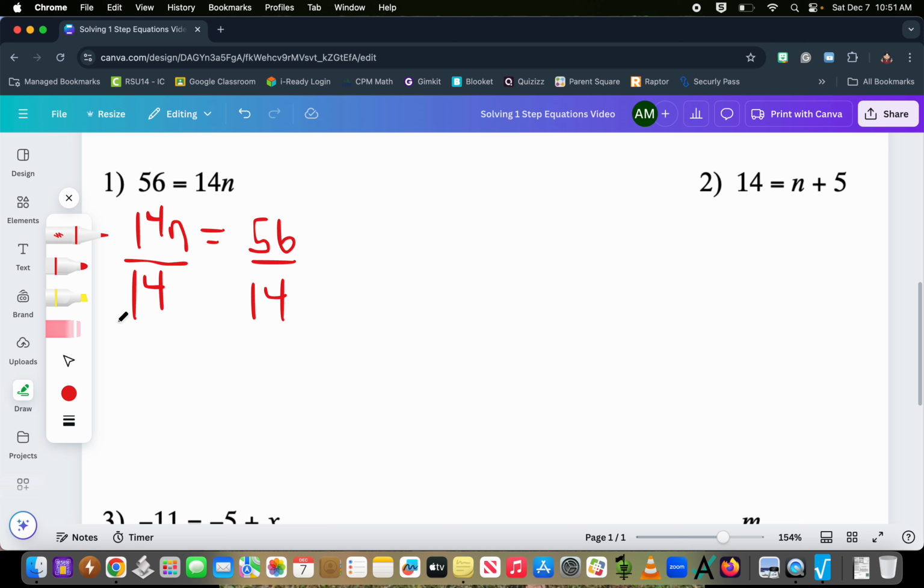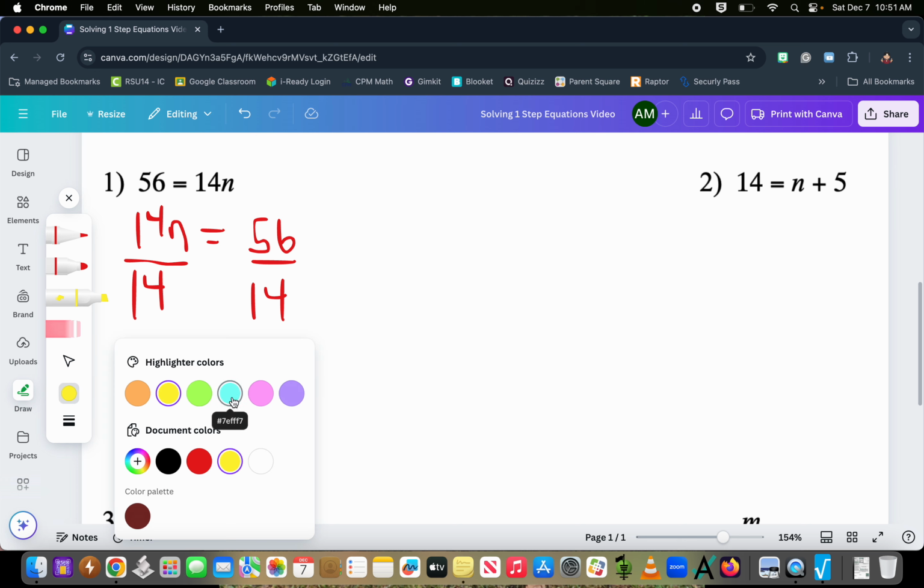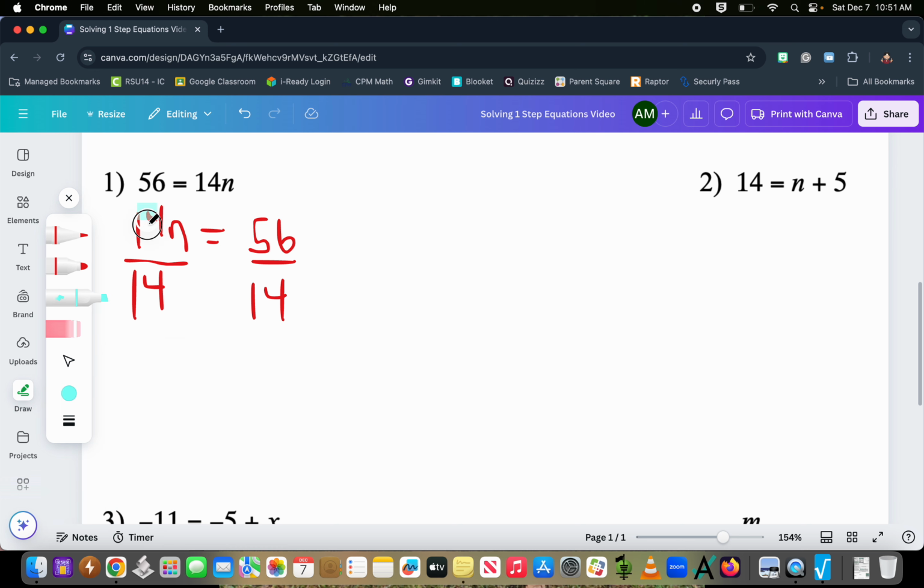And when I do that on this side, let's change colors here. This is going to make 1, meaning 1n, meaning we have our variable by itself. On the other side, we're just going to divide. So 56 divided by 14. So in this case, n is going to equal 4.